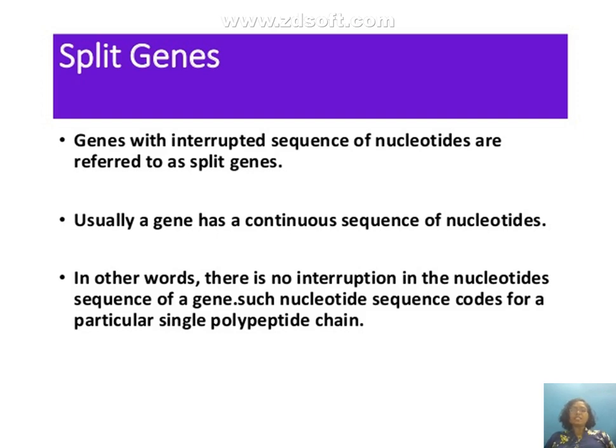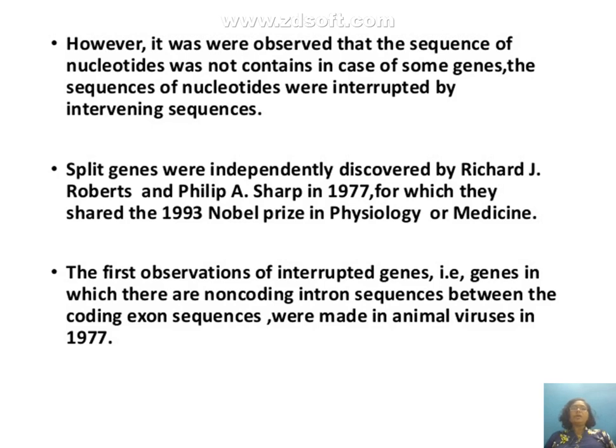Usually genes have a continuous sequence of nucleotides. In other words, there is no interruption in the nucleotide sequence of a gene, and therefore the nucleotide sequence as a whole undergoes a transcription process and then a translation process to form a particular single polypeptide chain. However, you will see that in some genes the sequences of nucleotides are interrupted by these intervening sequences, which do not get transcribed into a polypeptide molecule.